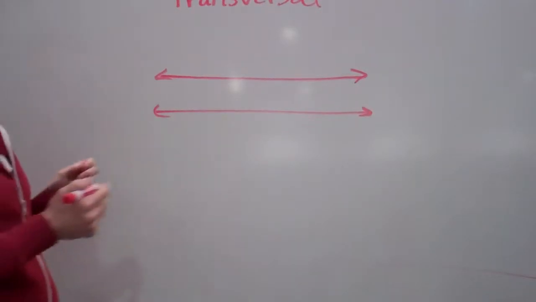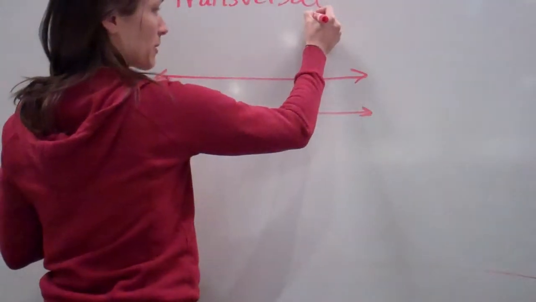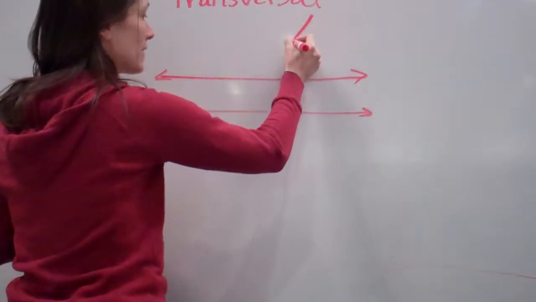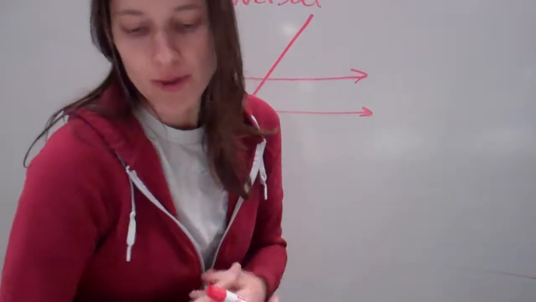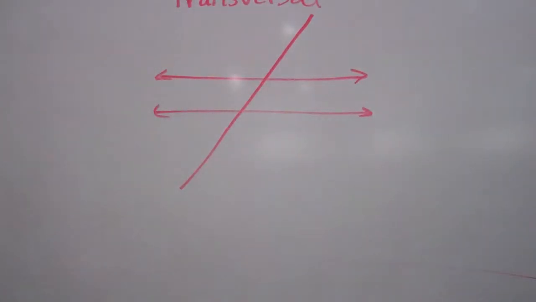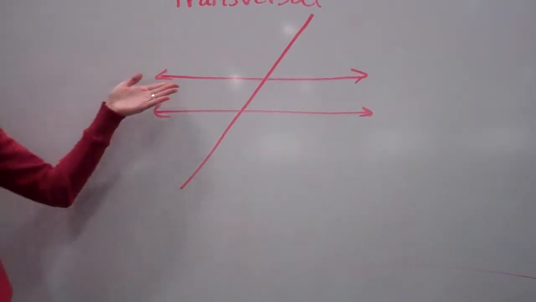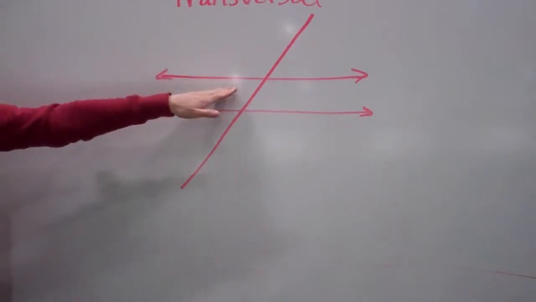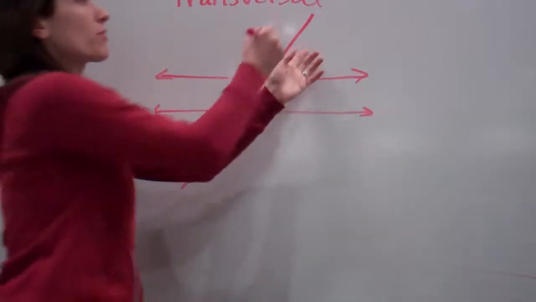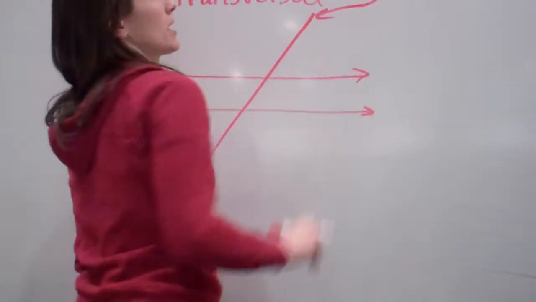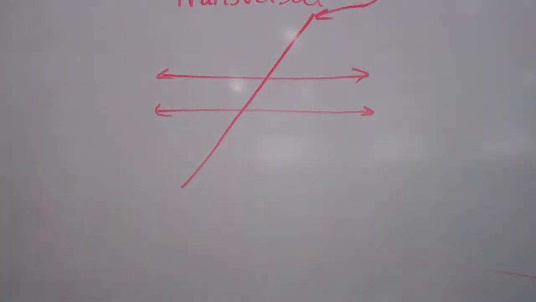A transversal is a line, here comes my transversal, that intersects one or more lines in a plane. So obviously it intersected more than one. So it intersected two. So this line right here is my transversal. So what does a transversal mean? Intersecting. It's a line that intersects one or more lines.